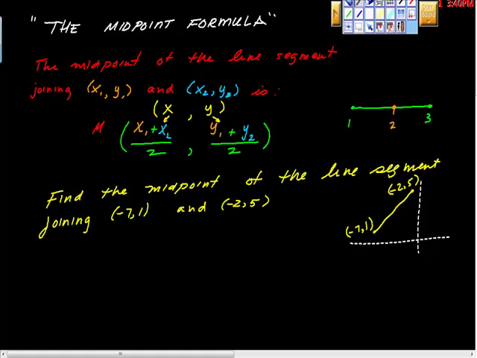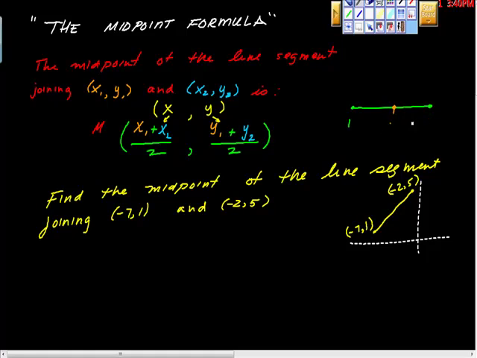And all I'm asking you is this. Think of why this is true. x sub 1 plus x sub 2, however you want to do it. 1 plus 3 is 4, 3 plus 1 is 4, however you want to do that. Divided by 2 is equal to 2, isn't it? So it does make some sense.